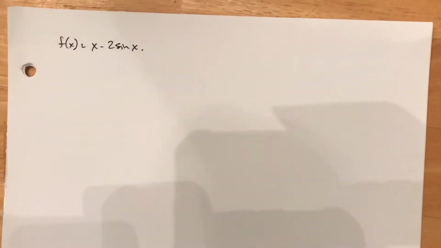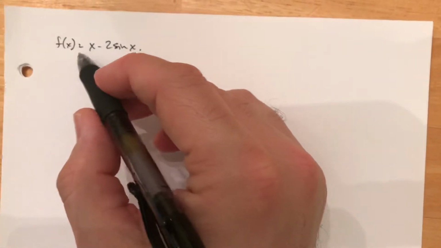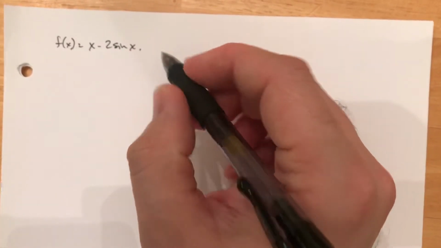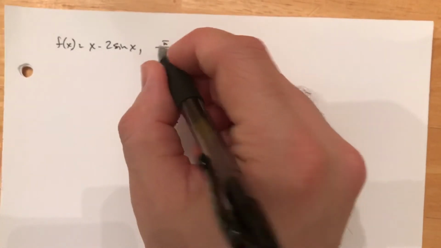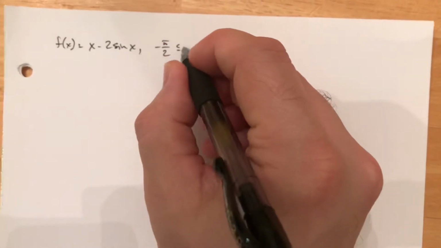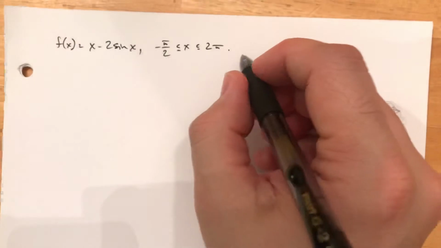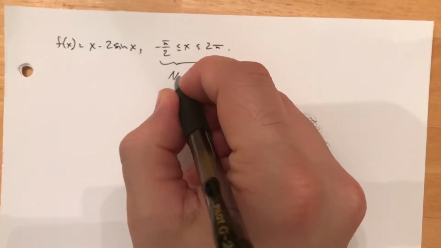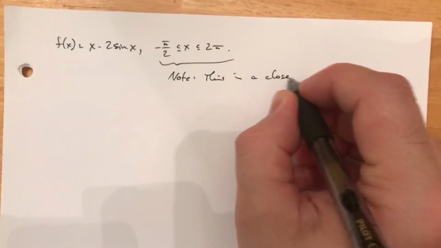All right, so we've got one more example for using the first derivative to find maximums and minimums that I want to do with this set of lectures. And so we're going to take f of x to be x minus 2 times the sine of x. And we're going to take this for x's between negative pi over 2 and 2 pi. Now, this is a closed and bounded interval.